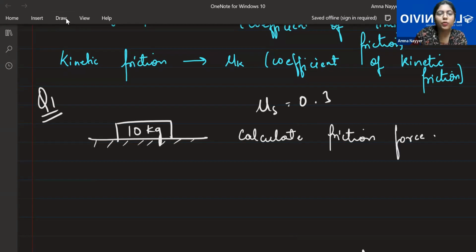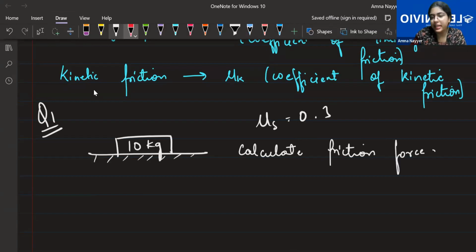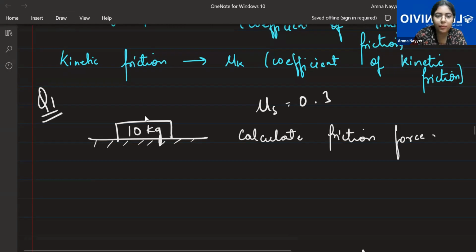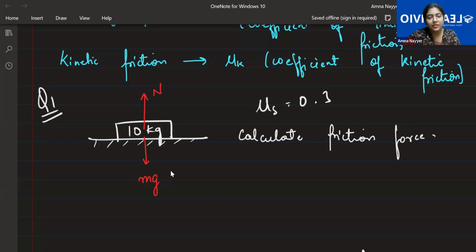So look, we need to draw the FBD anyways. Since this is the body, I'm drawing it here. It is in contact. So upwards, I'll have the normal reaction. Downwards, I'll have the weight. You have to draw the FBD first, regardless of whether you have a friction force question or any question, because you don't know which force is coming and is cancelling out with something. So draw all the forces and see what you are getting at the end.